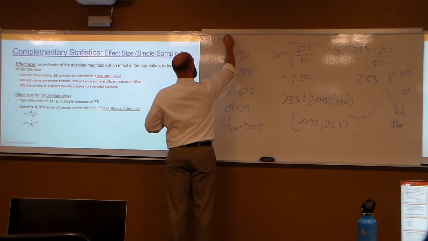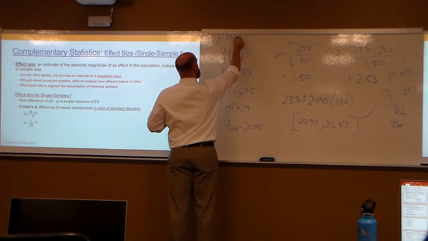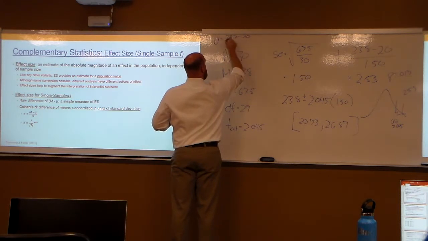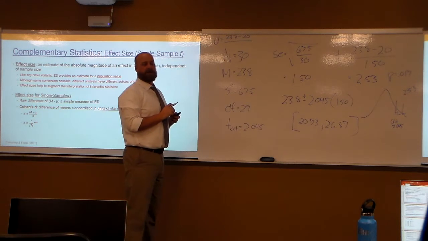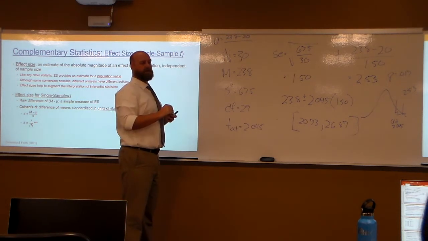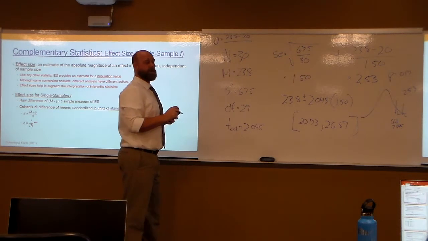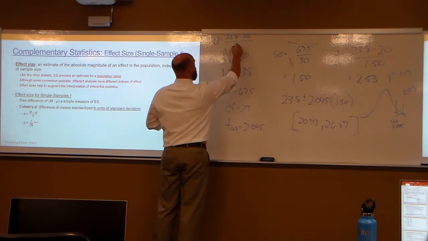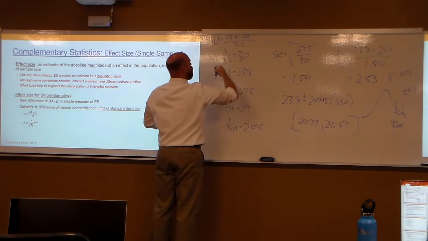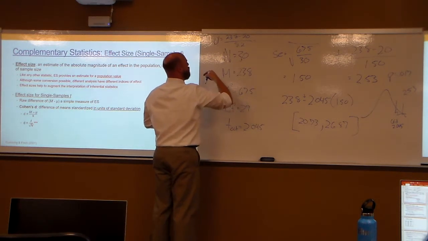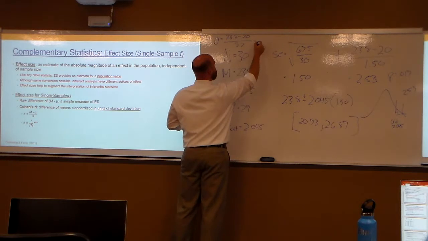d is 23.8 minus 20 over the square root of 67.5. What is it? 8.2. And so 3.8 divided by 8.2?